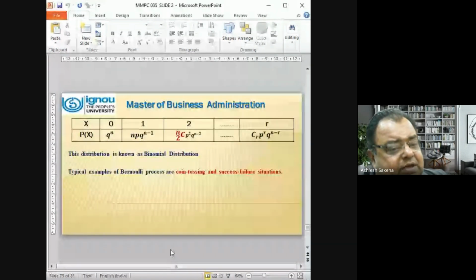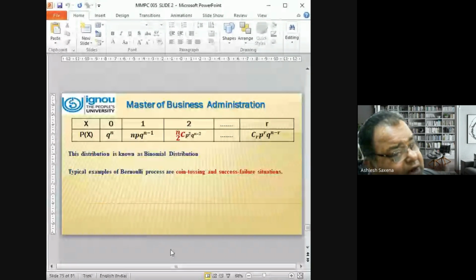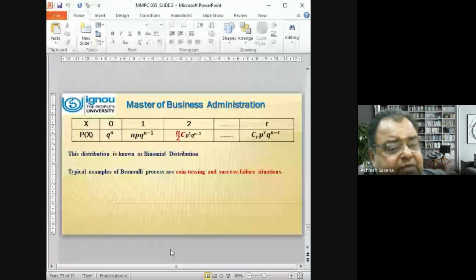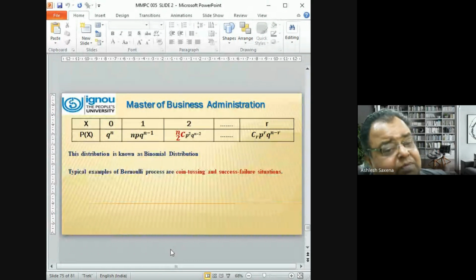Now see how this is a binomial distribution. If you have x equal to 0, 1, 2, 3 till r, your P(x) will be q raised to the power n for 0, for 2 it will be nC2 p raised to the power 2 q raised to the power n minus 2, and for the last one it will be nCr p raised to the power r q raised to the power n minus r. This is known as binomial distribution. A typical example of binomial distribution processes are coin tossing and success-failure situations.